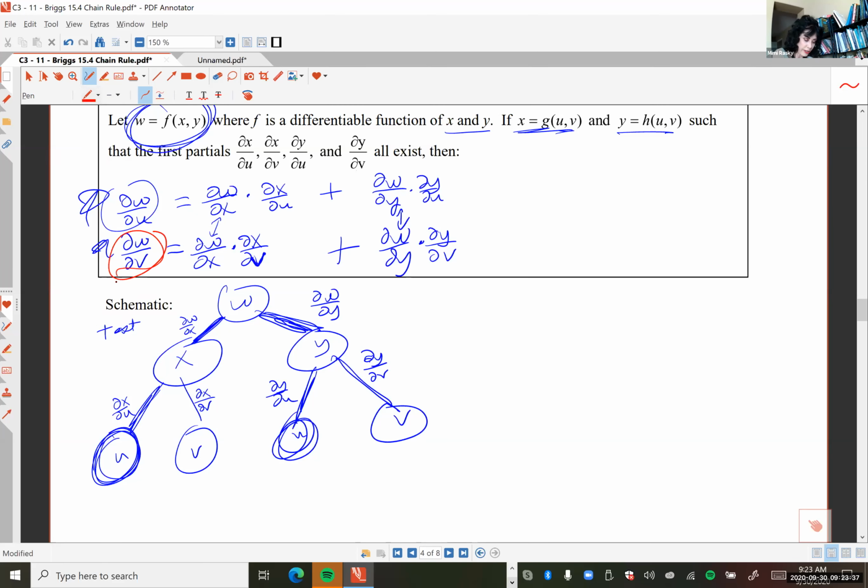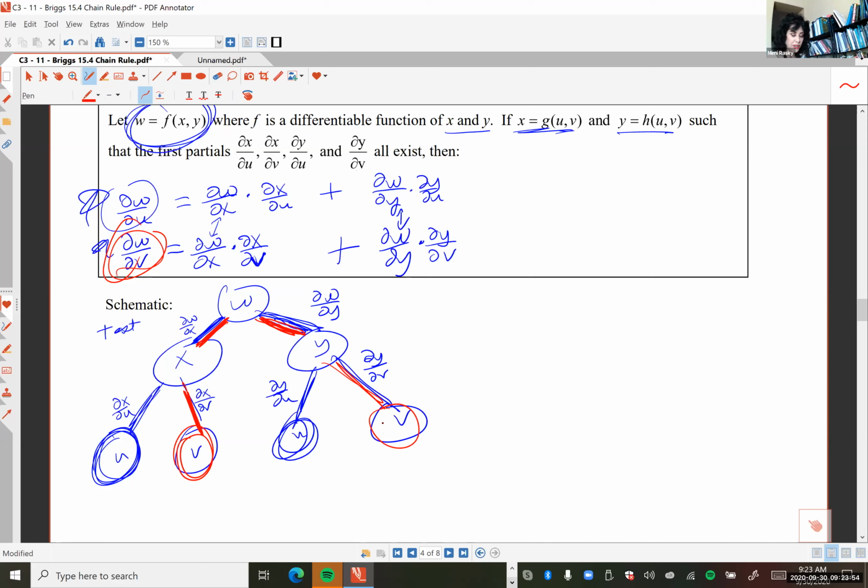So for this guy here, I'll use a different color. You still got to go down this branch. That's why you see that guy showing up in both of the formulas. But then you multiply him to get to your v. And then plus the dw dy times dy dv. So that's kind of the thing.